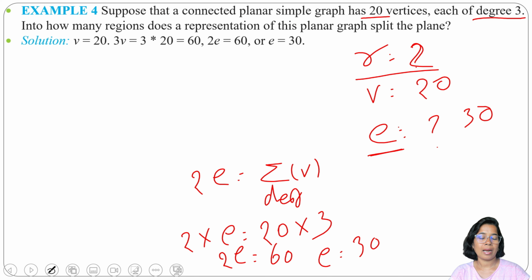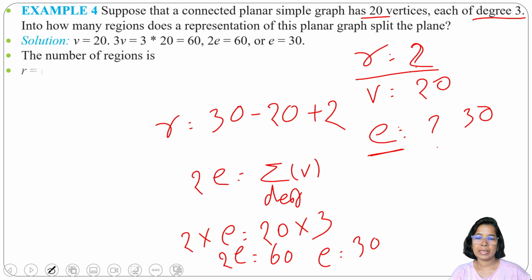Then we'll find R. So R equals E minus V plus 2. 30 minus V, the number of vertices, equals 20, plus 2. 30 minus 20 is 10. 10 plus 2 equals 12. We found R equals 12.